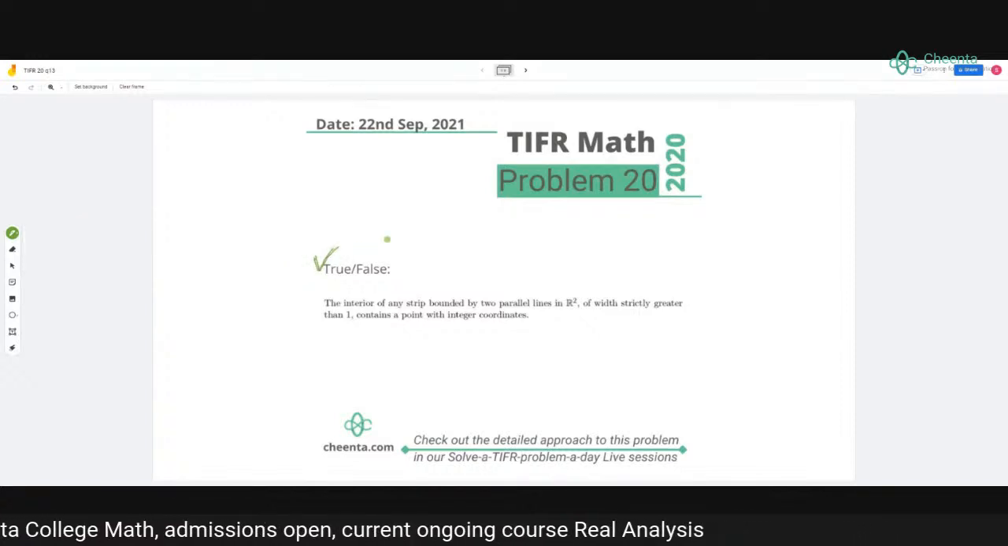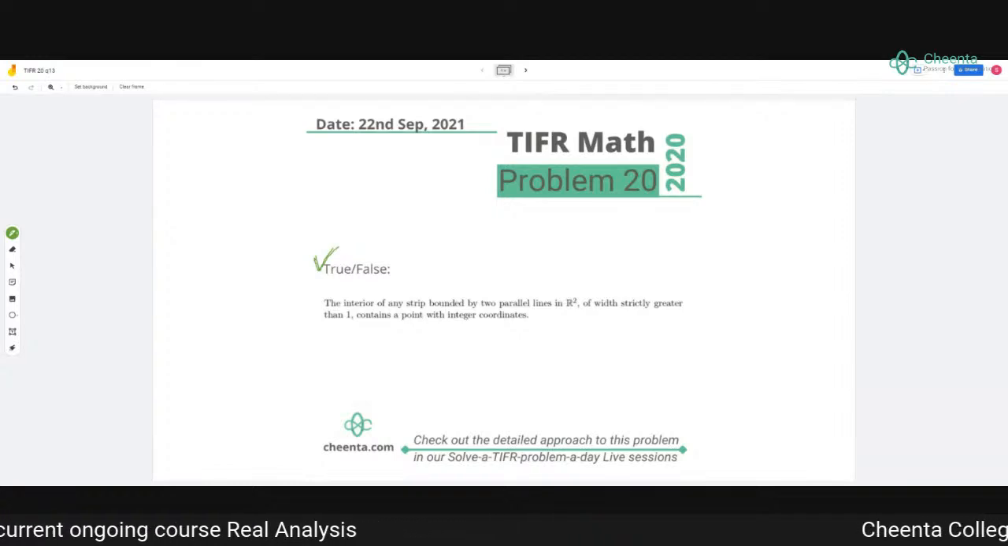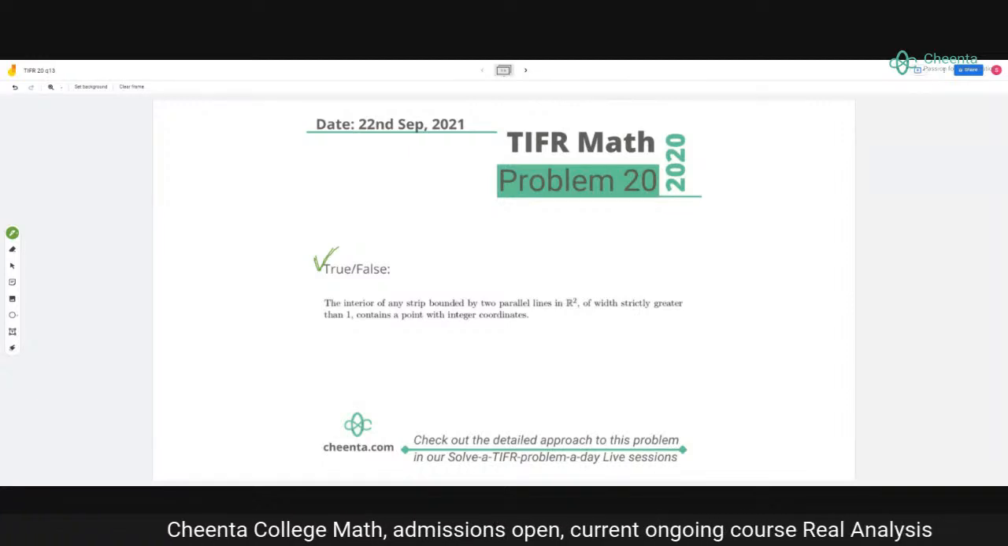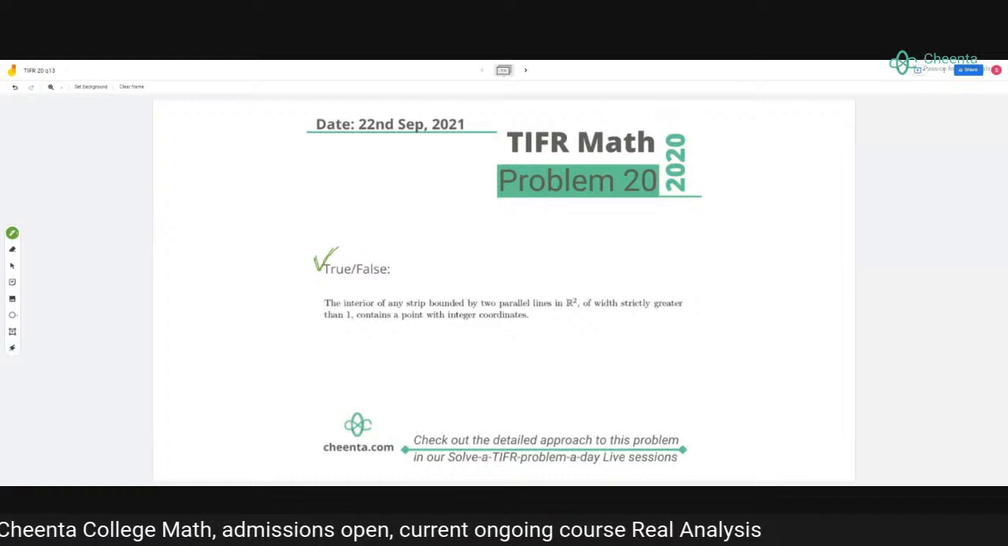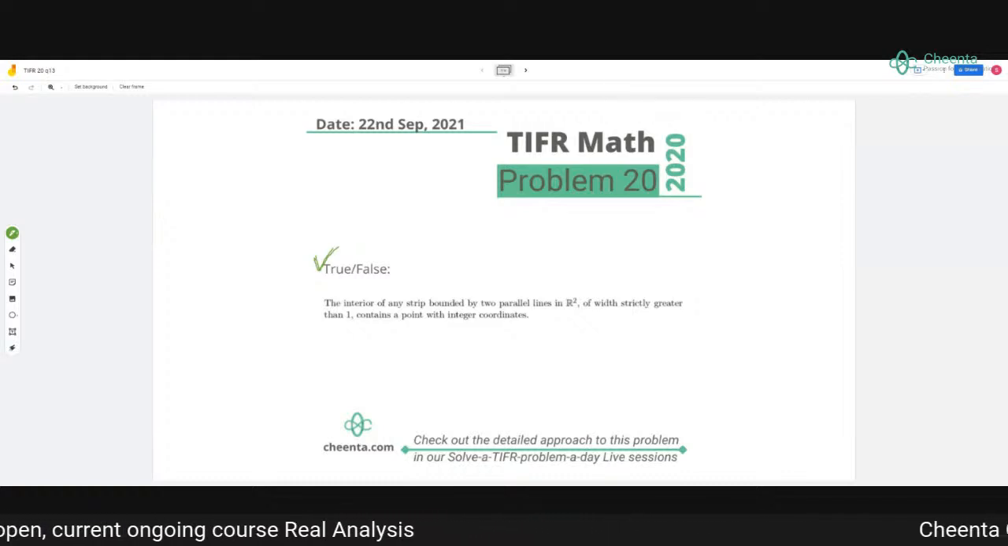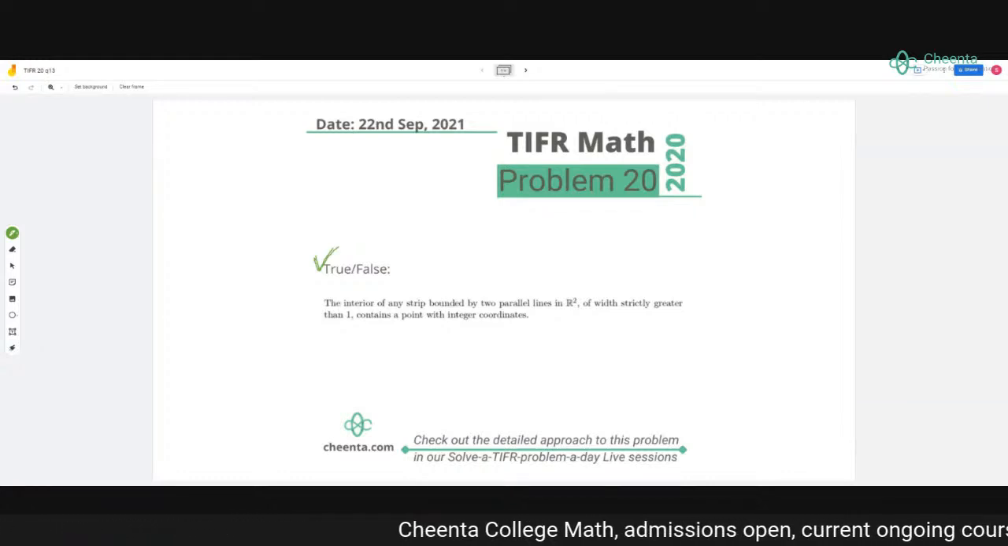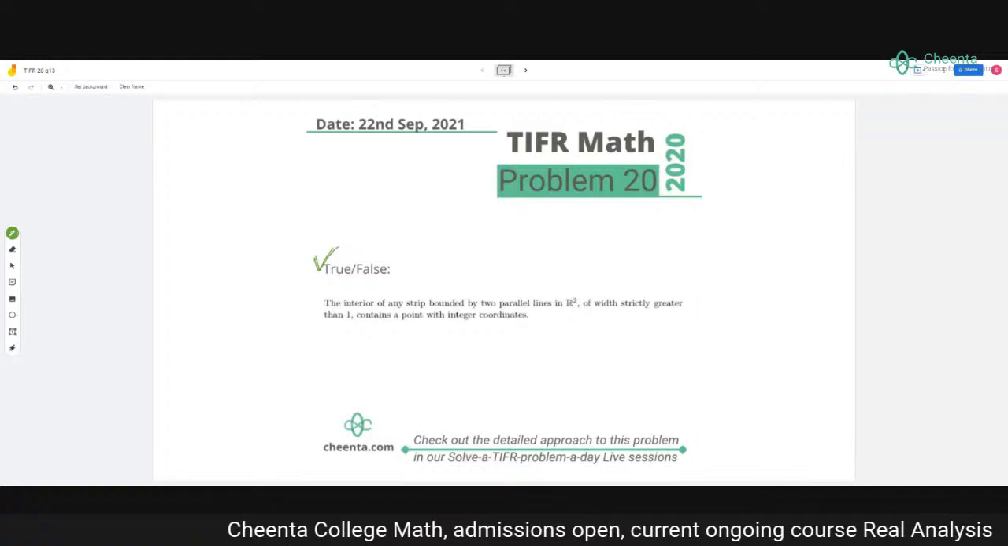Okay, so here is something: no matter which type of stripe you choose, it won't matter, because you always have a choice of your horizontal or vertical strips, which will intersect and will give you the desired point. Okay, so that's it for today's TIFR problem.